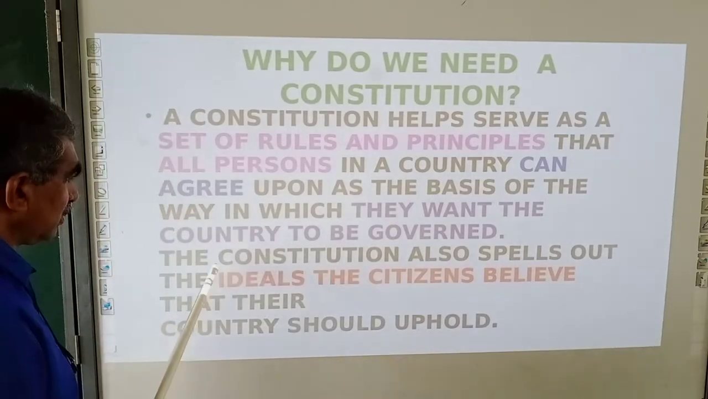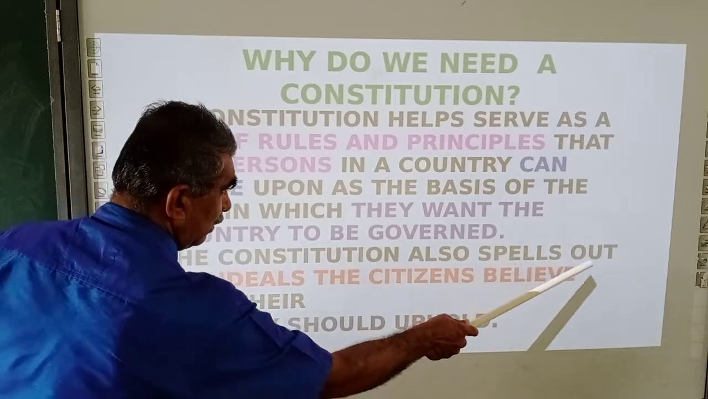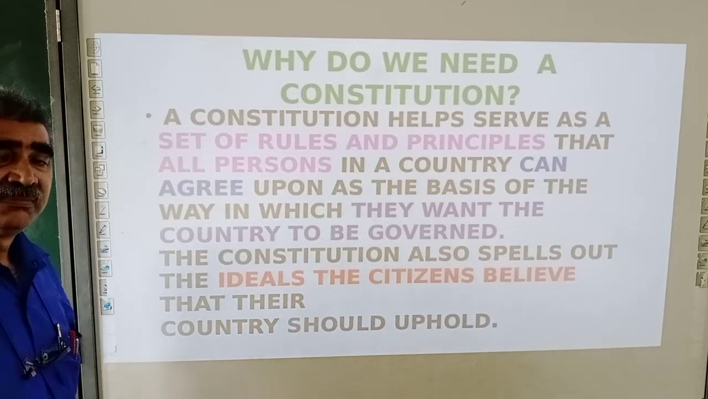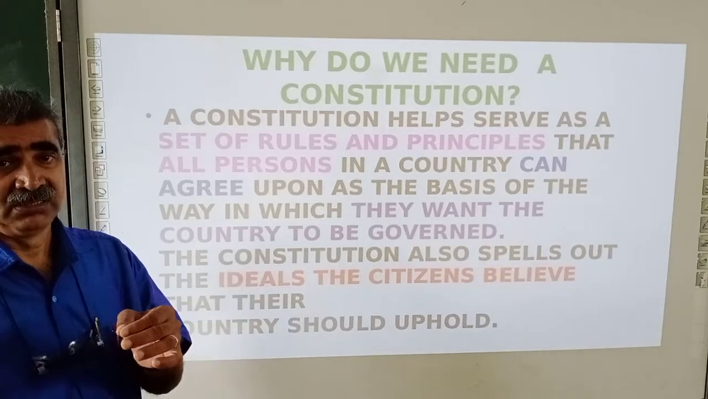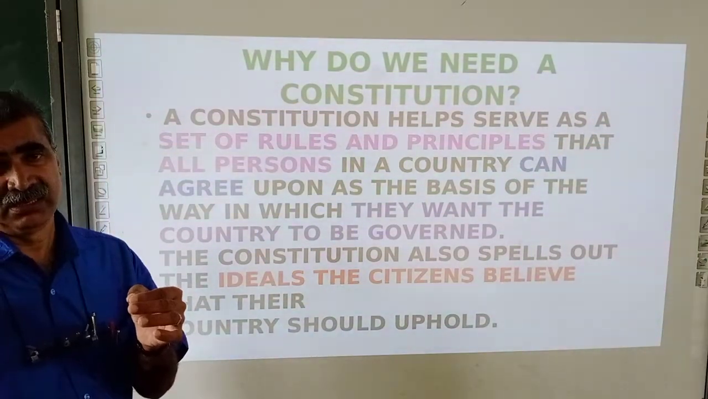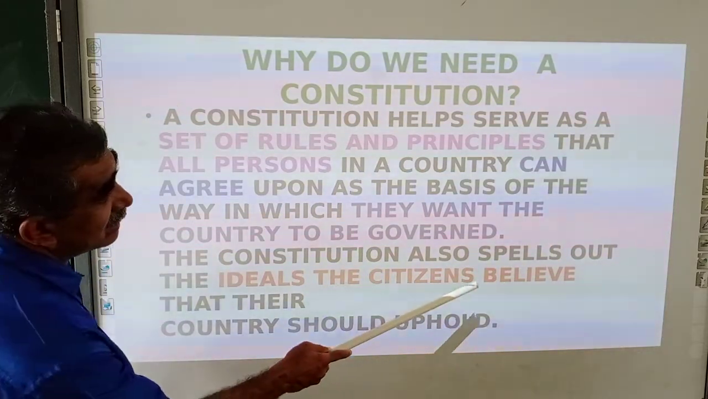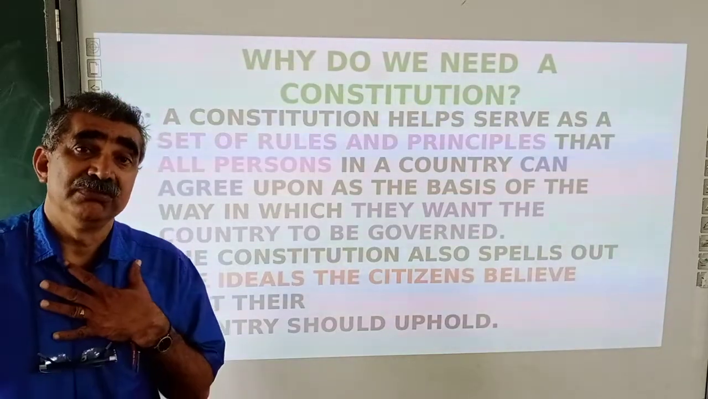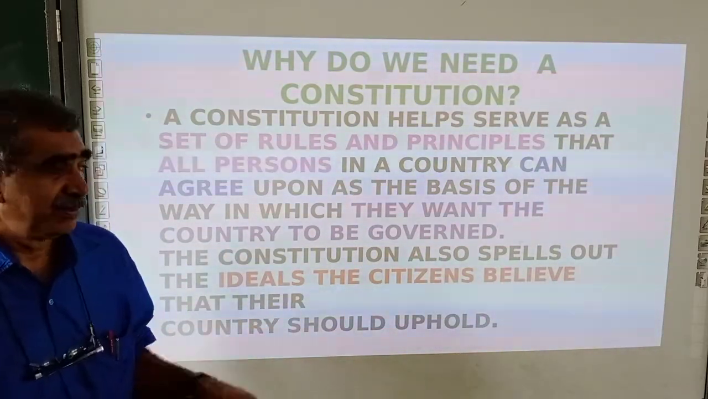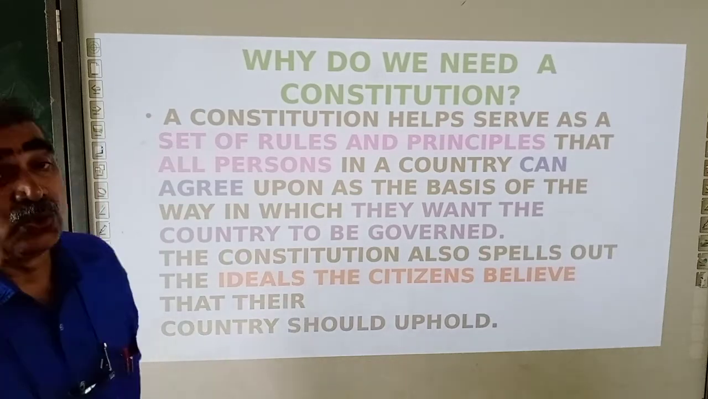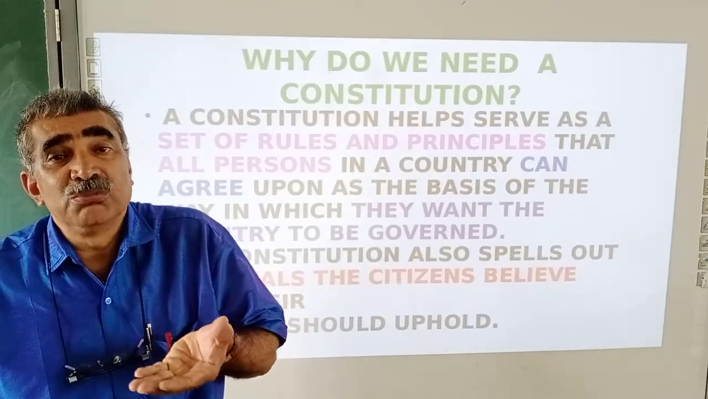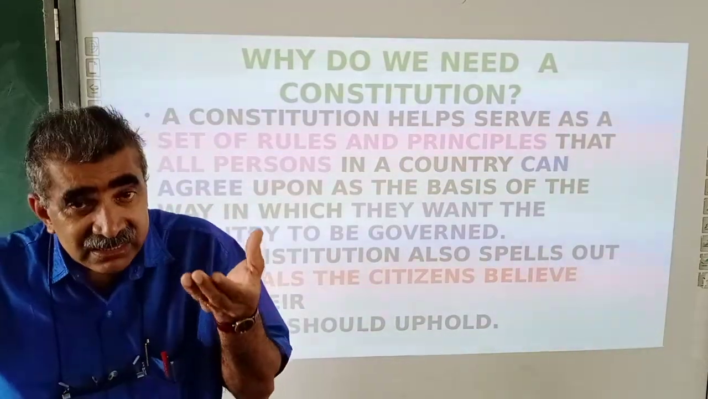Here it is said: the Constitution also spells out the ideals that citizens believe, their thinkings, ideas, and principles. We believe what we expect to happen in our life. That is what the Constitution says their country should uphold: some of the rules and regulations, some of the dealings with others, everything. We want it to be like this, so that is written down in the Constitution.